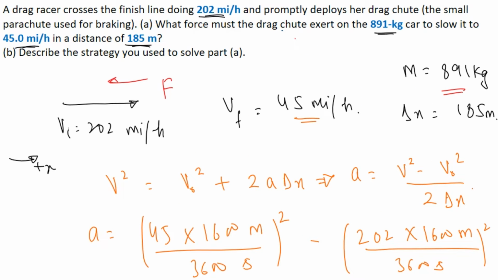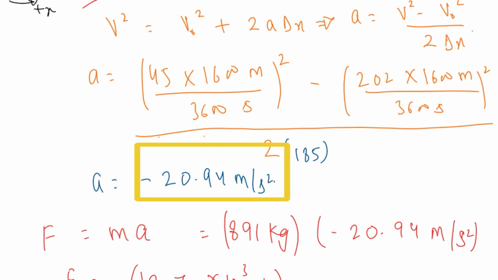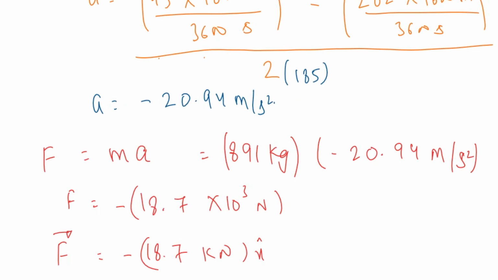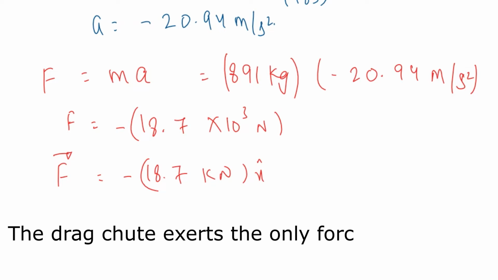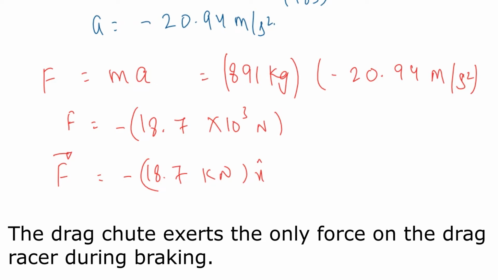Now in the B part we need to define the strategy that we used to solve part A. First we found the acceleration by using the velocities and the distance, and then by using the acceleration and the mass we found the drag force. One important assumption that we took to solve this question is that the drag chute exerts the only force on the drag racer during braking. No other force was applied. So this is the assumption that we took.